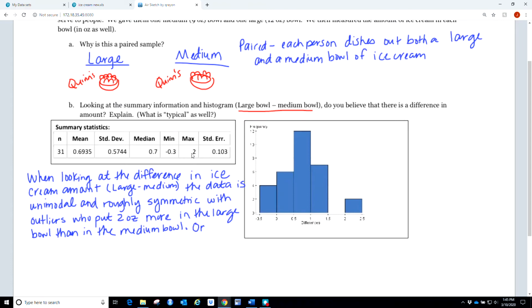So first, our mean. On average, the mean is 0.6935. But again, that's not the amount of ice cream. That's the difference in amount of ice cream. So what does that tell me? On average, there was 0.6935 ounces more put in the large bowl than in the medium bowl.